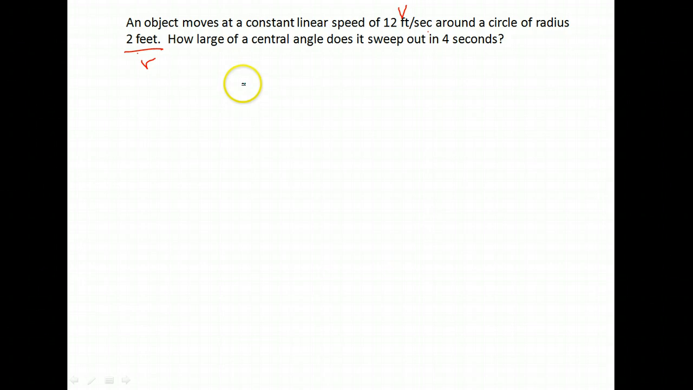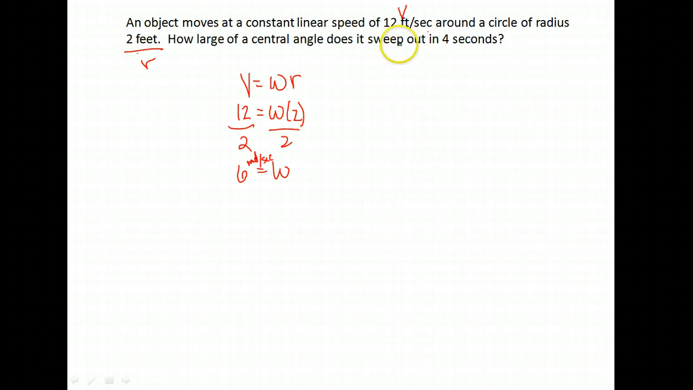So again, we were given the linear speed, and we know that's equal to the angular speed times the radius of our circle. Our linear speed was 12 feet per second, and our radius was 2 feet. We divide both sides by 2 and find that our angular speed is covering 6 radians for each second.